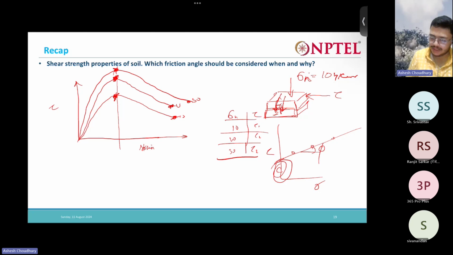We neglect the cohesion because it generally gives an additional factor of safety in the problem. So we want to design a retaining wall considering that the soil has a little lesser strength, so that we can have a little bit conservative design. That's why we neglect the cohesion.